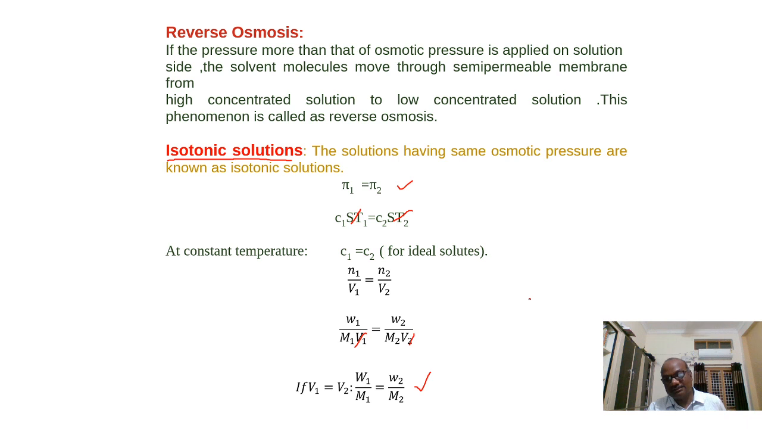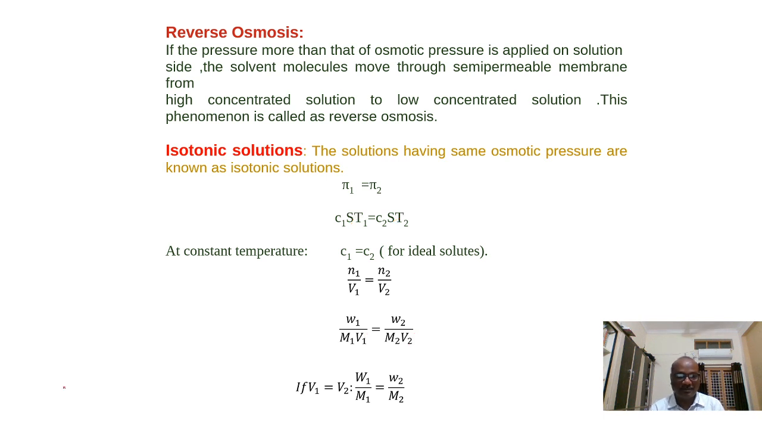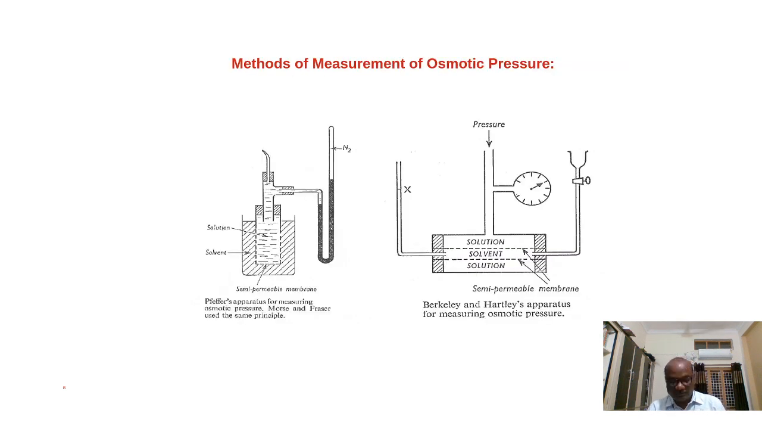So these are the isotonic solutions. Isotonic solutions exhibit the same osmotic pressure, pi 1 is equal to pi 2. What is the condition for that? If the solutions are at the same temperature, C1 must be equal to C2. Further, if they have the same volume, N1 must be equal to N2. This can be converted into weight and molecular weight: W1 by M1 is equal to W2 by M2. That is the concept of isotonic solutions, and you can solve problems using this formula. Next, methods to determine the osmotic pressure.